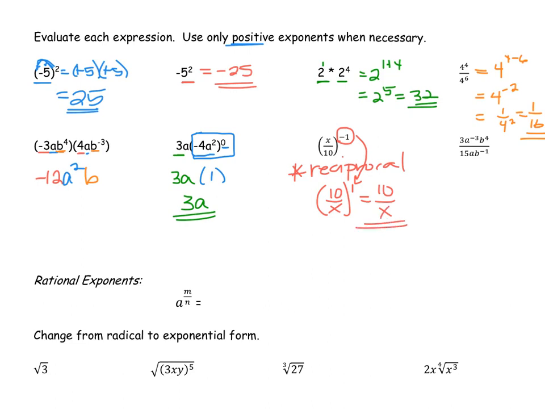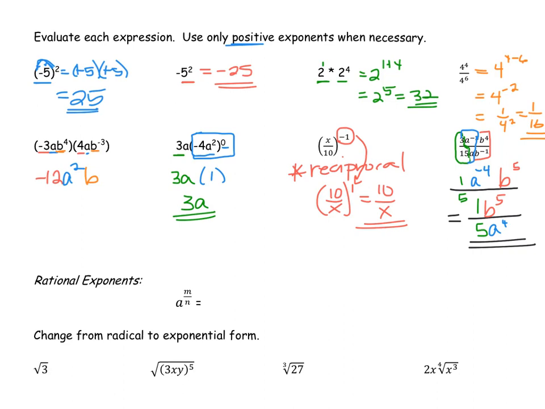Now we have one more. Again, see if you can try this one on your own, and then press play to see how you did. For this example, I started with the numbers as the coefficients, 3 over 15. I simply reduced that down to 1/5. And then since the a's were being divided, I subtracted the exponents. Negative 3 on top and 1 on the bottom. Negative 3 minus 1 is negative 4.